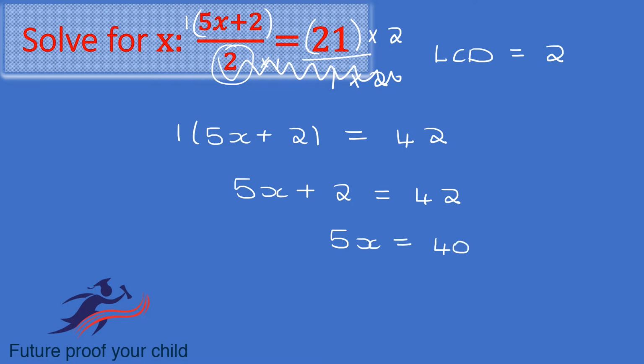To isolate the x, we divide by 5. The 5's cancel, so x equals 40 divided by 5, which is 8. Mark allocation, when you get 5x plus 2 equals 42, 5x equals 40, and then x equals 8.